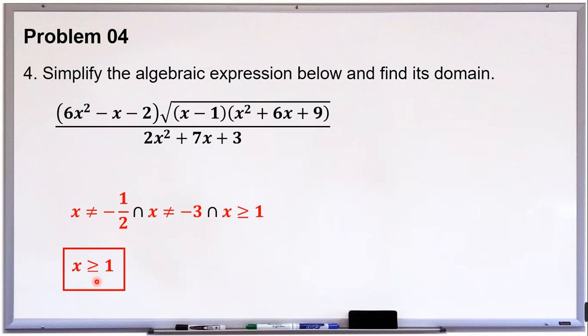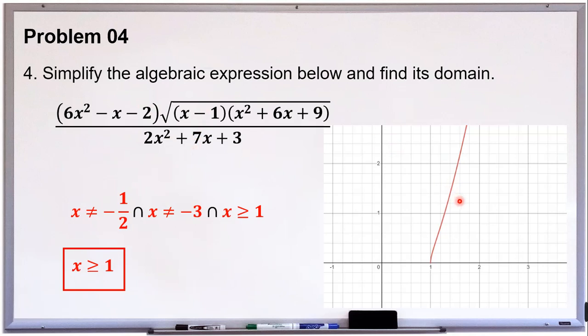Now you can also observe this by plotting the given algebraic expression on the x and y axis. So this is the graph of our algebraic expression. Notice that the x value starts at 1, so that is x greater than or equal to 1, and then it propagates towards positive infinity. So therefore, the domain is all real numbers x greater than or equal to 1.